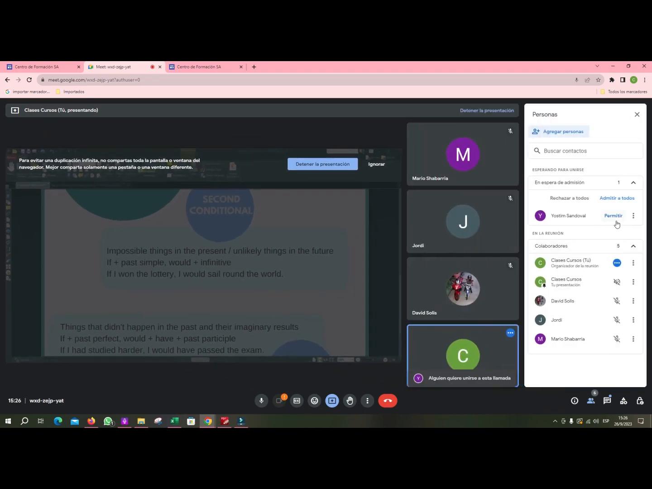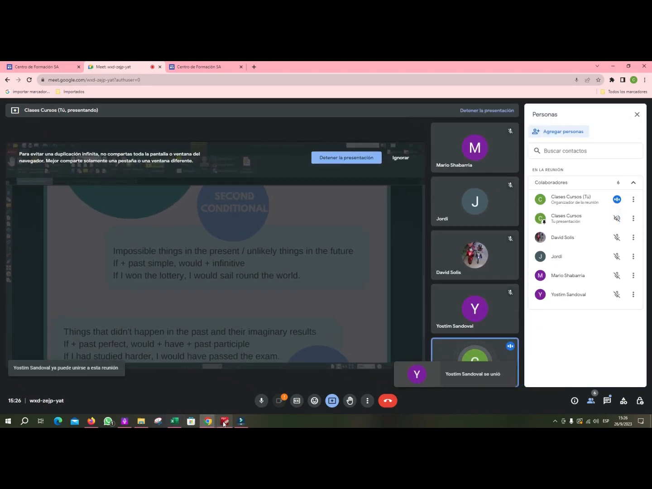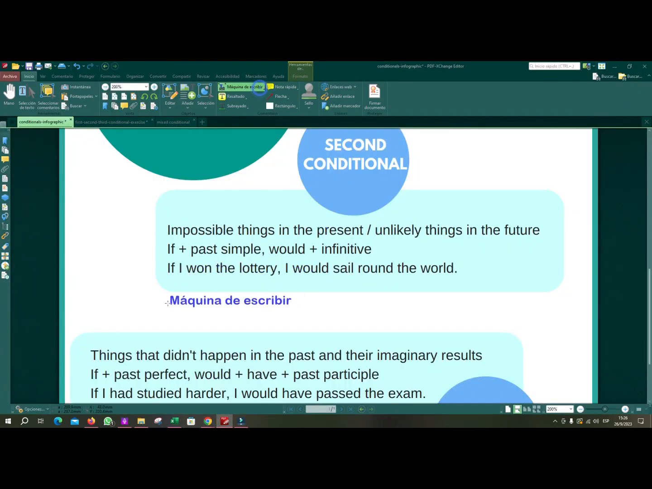So let's see another example about that. Maybe you can say, if I had a lot of money, I would travel around the world, or I would buy many things. That would be another one. So if I had a lot of money, I would buy many things. That would be another example of a second conditional, right?